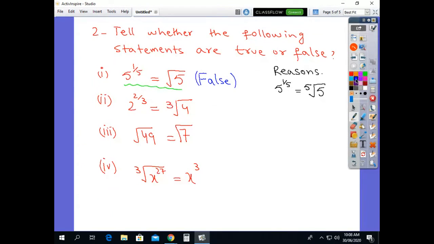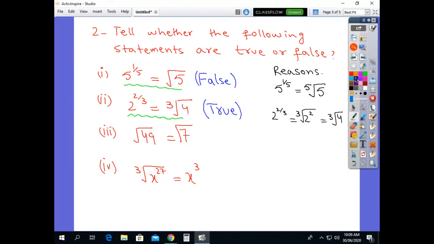Now the second one is true, because we can write 2 raised to power 2 by 3 as cube root of 2 square. Cube root of 2 square means cube root of 4. 2 square becomes 4. Here we see that 2 raised to power 2 by 3 is equal to cube root of 4, which is a true statement.